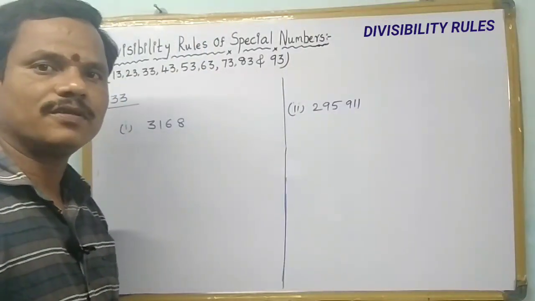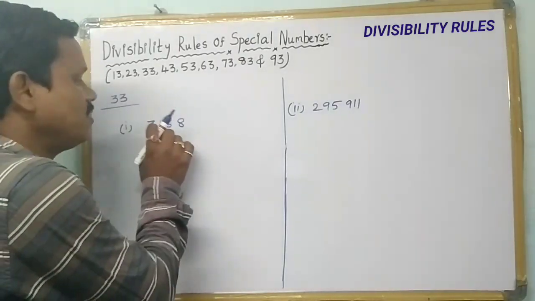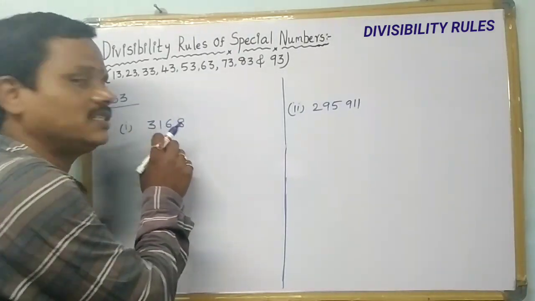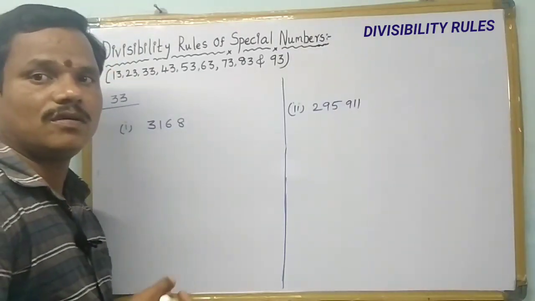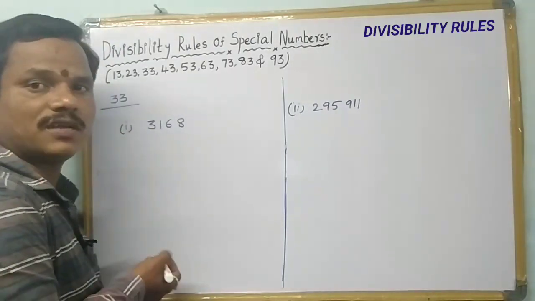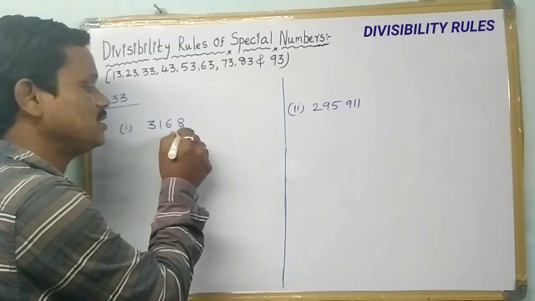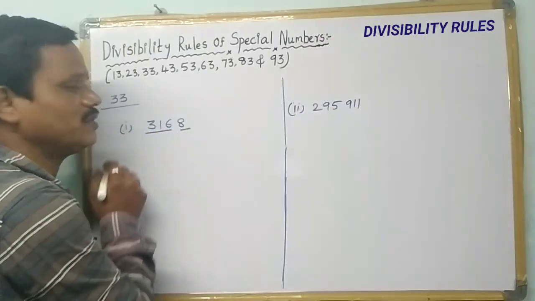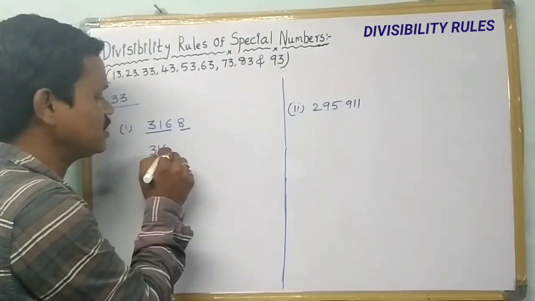Now the divisibility rule of 33. I am taking one example, 3168. Now check whether 3168 is divisible by 33 or not. Now see the divisibility rule of 33. The same procedure continues here also. Divide the given number into two parts. 8 is the first part and the remaining numbers are the second part. Write the second part as it is, 316.